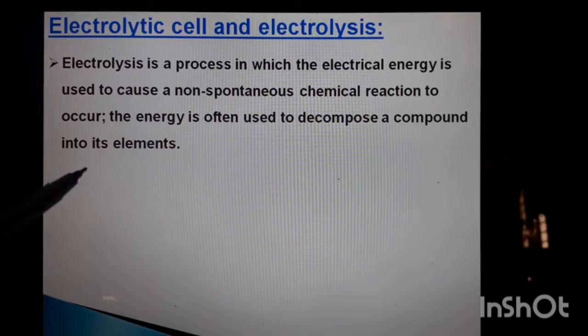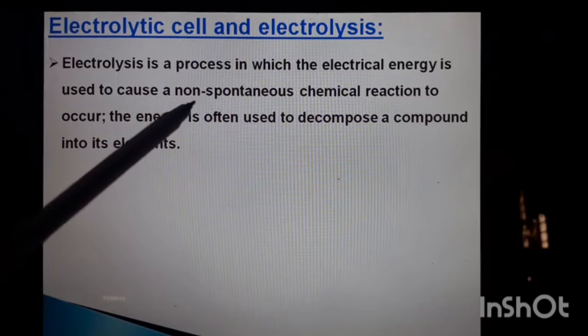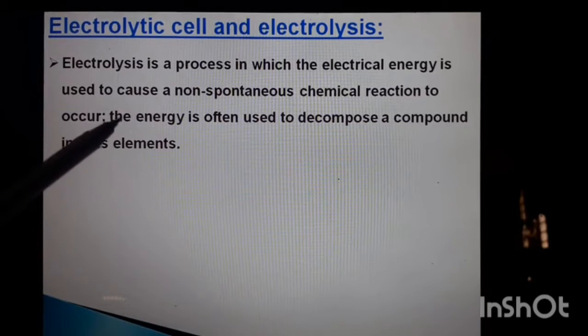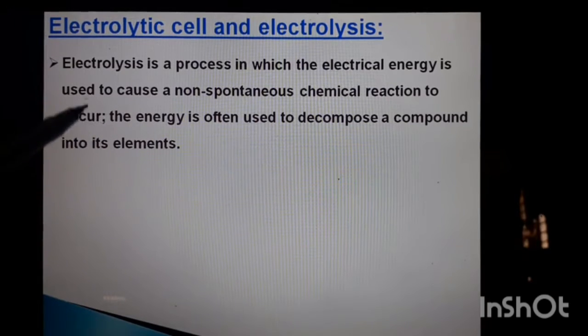If any compound is taken in the electrolysis process, it decomposes to anion and cation. That is the electrolysis process. This is a non-spontaneous process. The electrical energy is used because the energy is supplied from an external source.